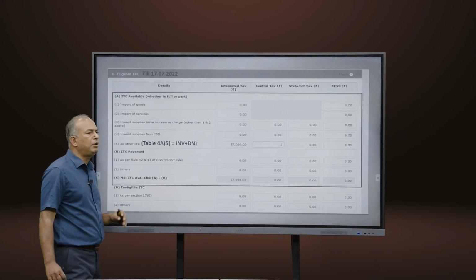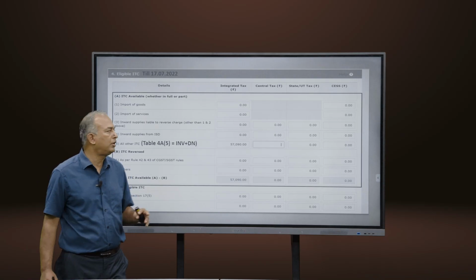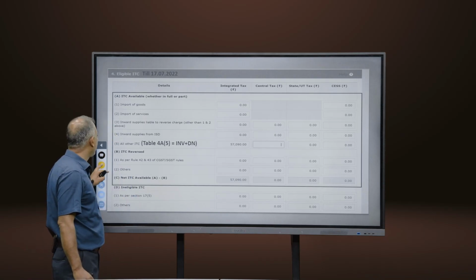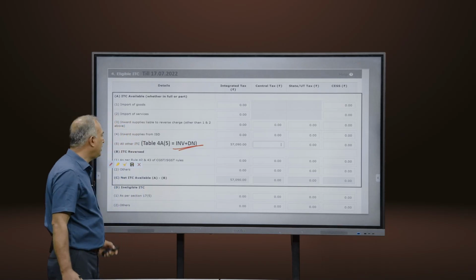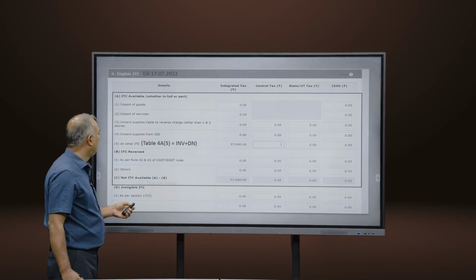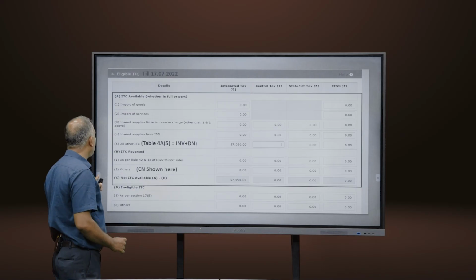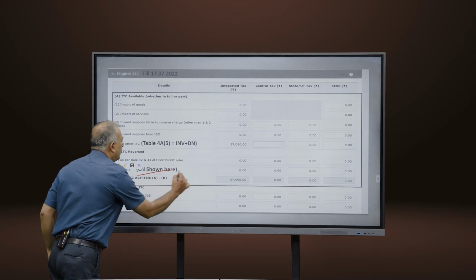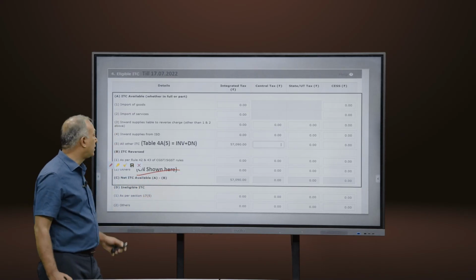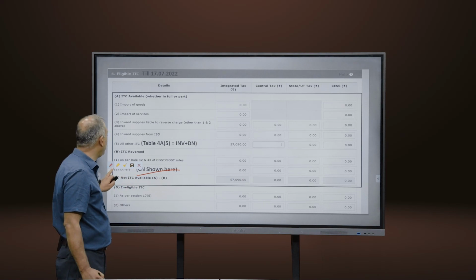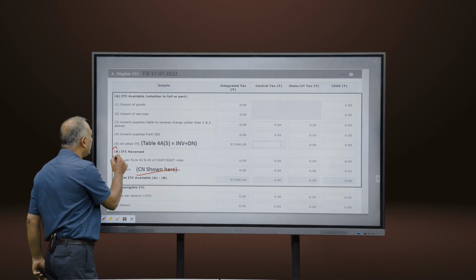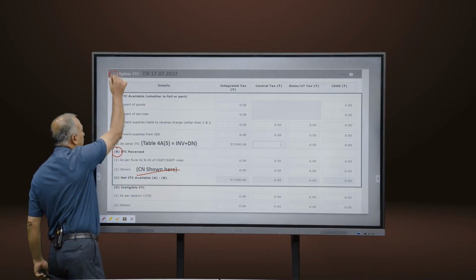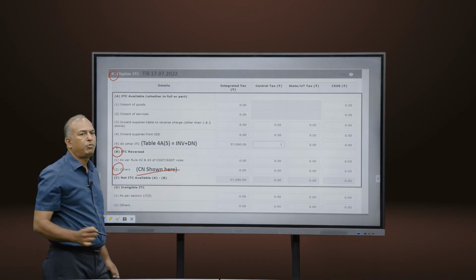If you see table 5 from a documents perspective, it only showed invoices and debit note. And credit notes was always shown here. That is, credit note documents were actually shown under 4B2 from a document perspective.